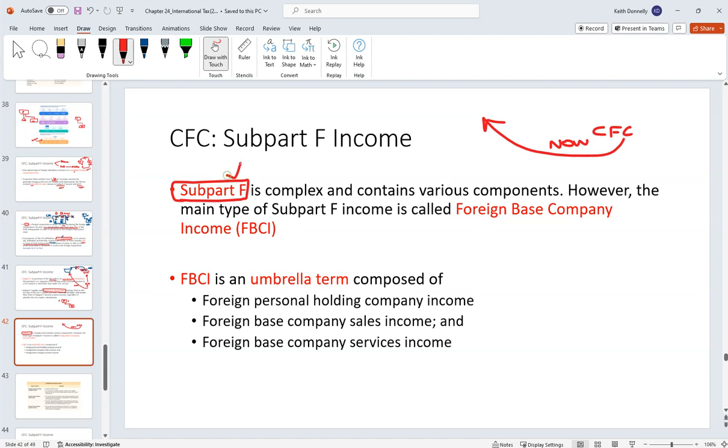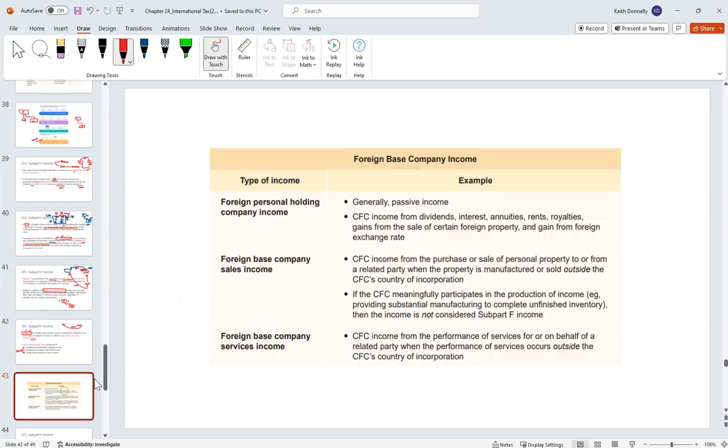Well, essentially it's complex, right? There's a lot of different provisions, but the main type of subpart F income is this foreign-based company income, right? Which is an umbrella term. FBCI, right? There's kind of 3 different categories with it. So we're talking about subpart F. We said the main category is this FBCI. And internal to that, right, there's 3 subcategories. We have 4, this is the most common right here.